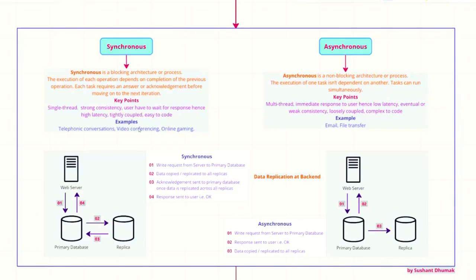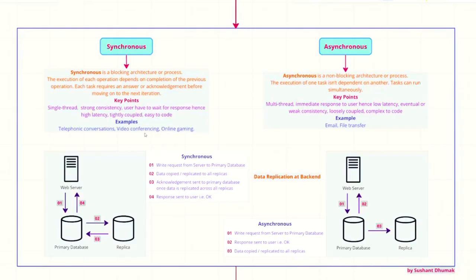Okay. And I also mentioned some examples: the telephonic conversation that we do, video conferencing that we do, or sometimes we play online gaming. These are things where you need a quicker response. When you're talking to someone on the telephone and you don't get a response, you will think, okay, the person is not available, or there is some network issue. But you are looking for a response. Then only you will have a proper conversation with that person.